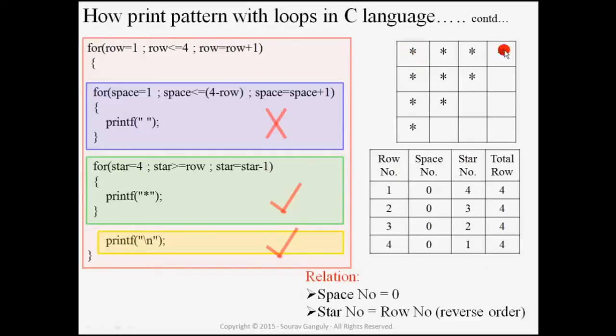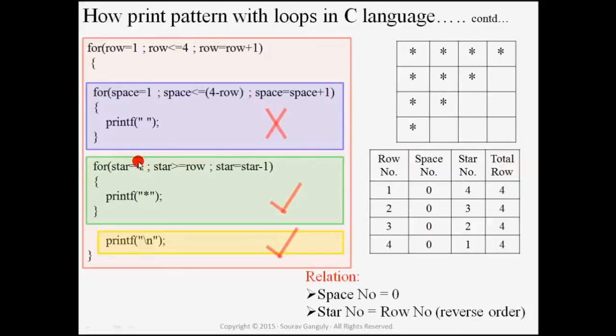Now if I want to print this pattern, what will happen? No space appears at the left hand side, so this space section will not be used. Only the star section and the \n or new line section will be executed. You must draw this table. Space number is 0 and star number is 4, 3, 2, 1. That means star number and row number are actually equal in reverse order.